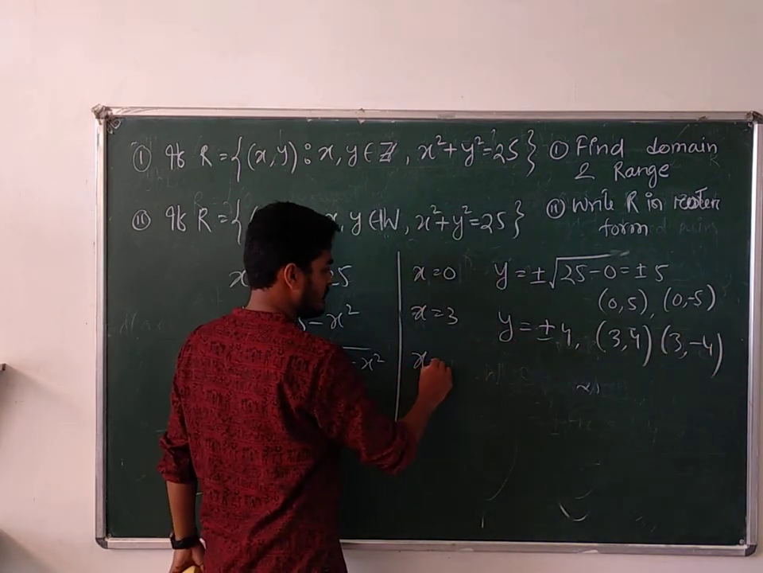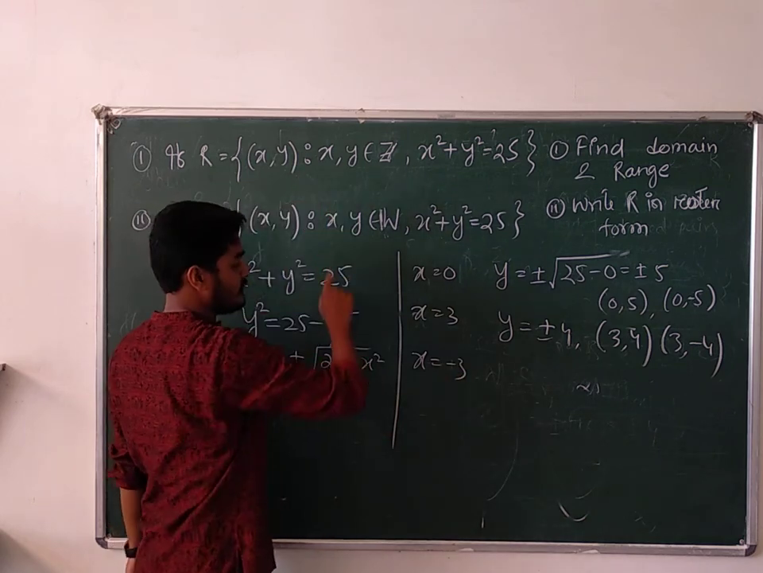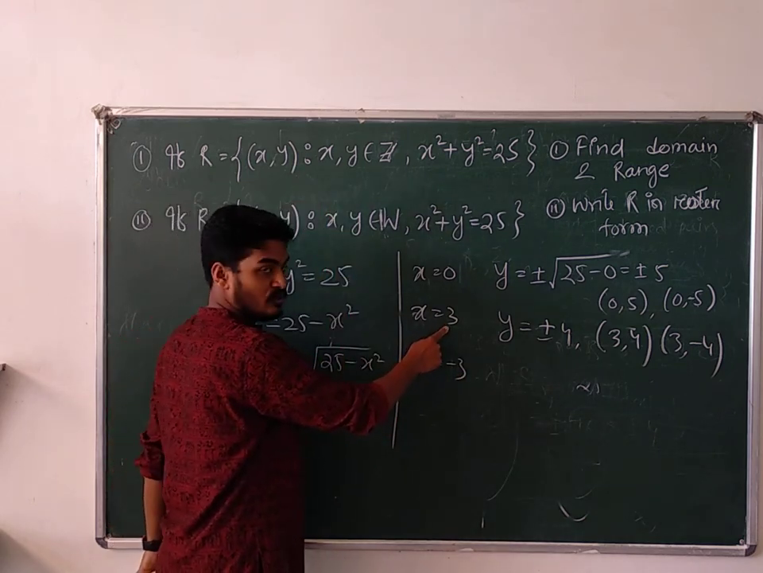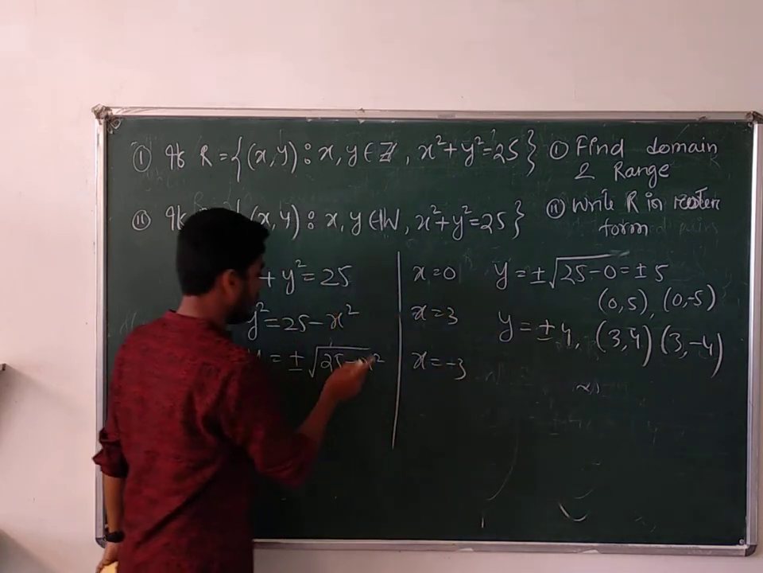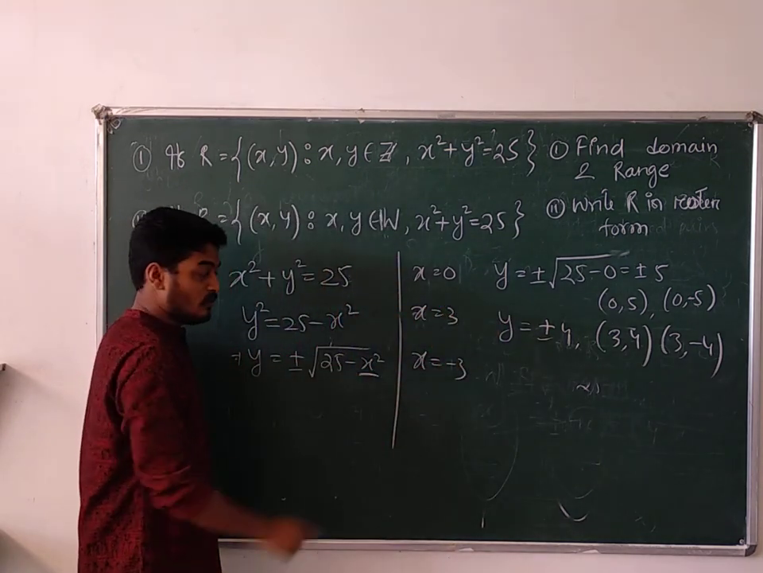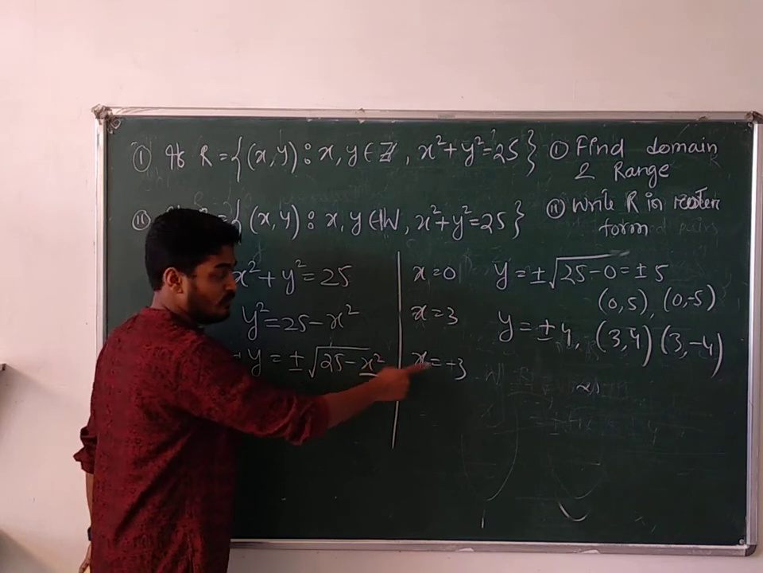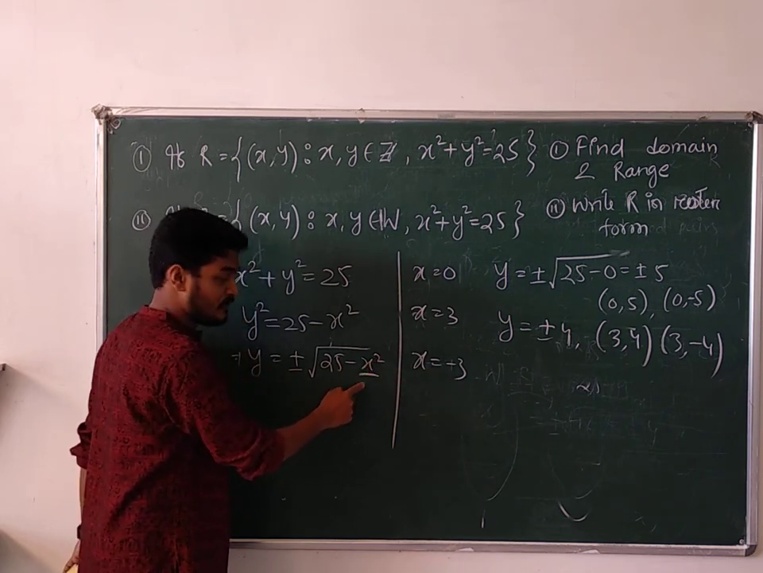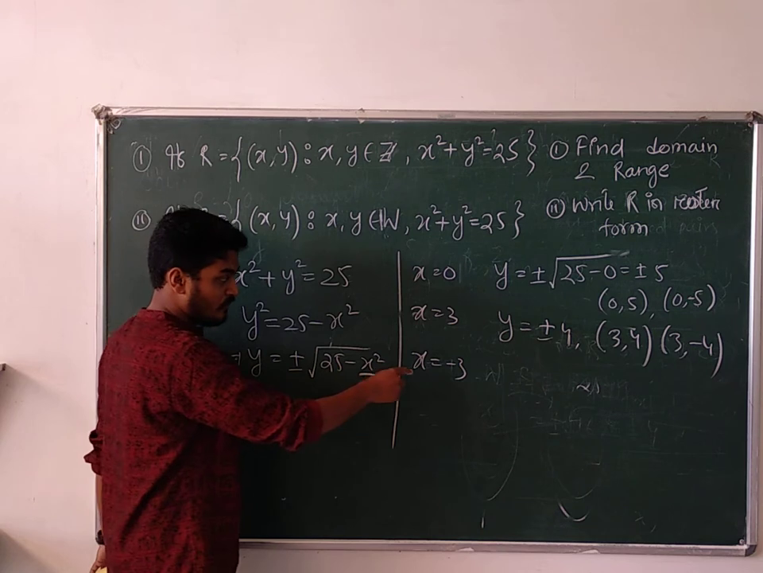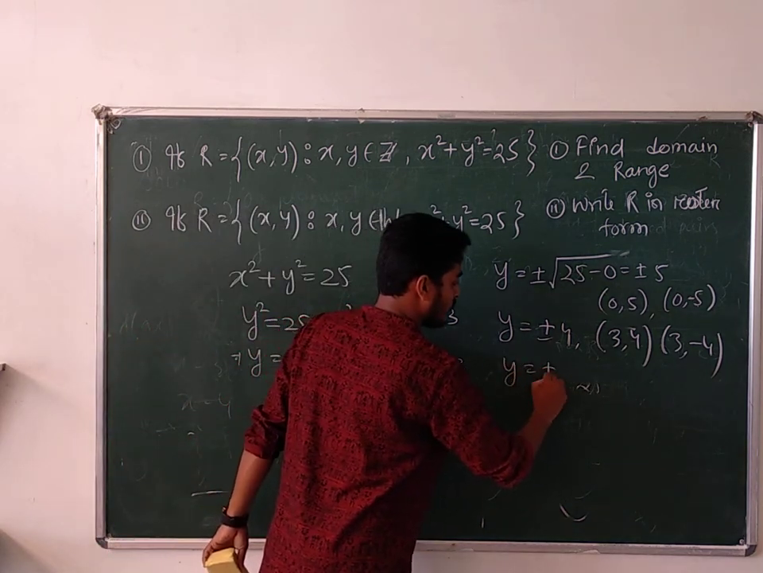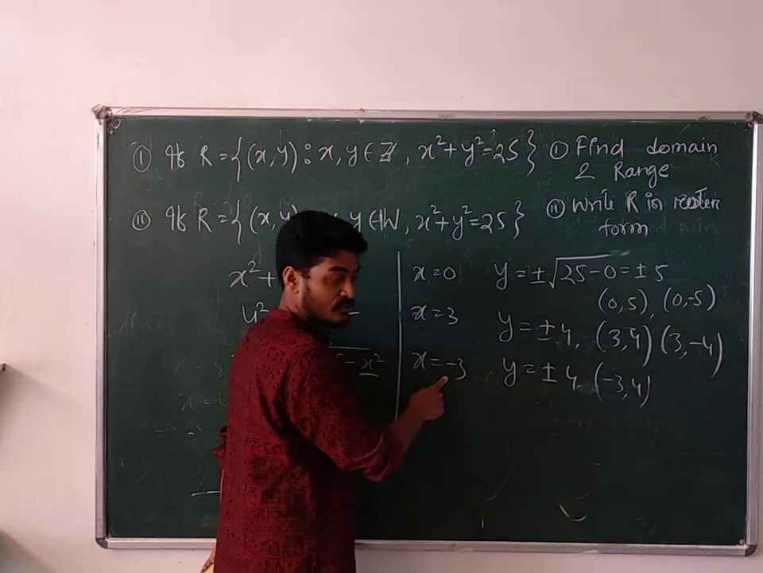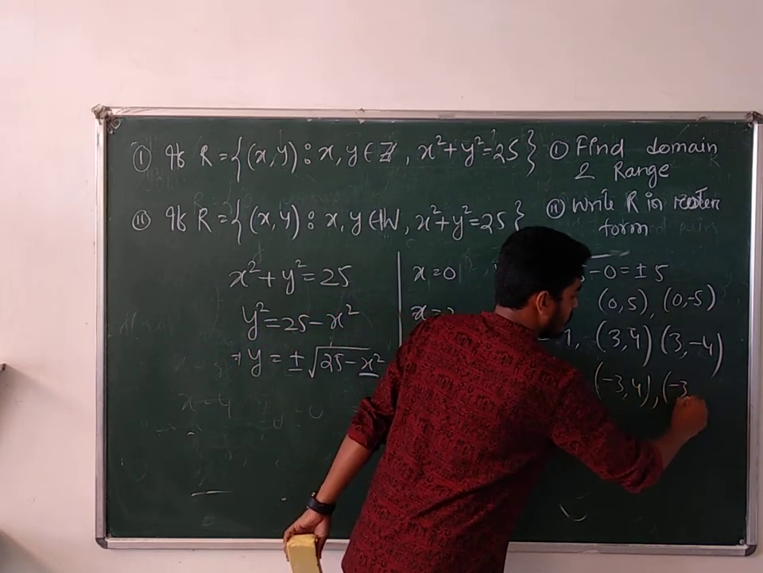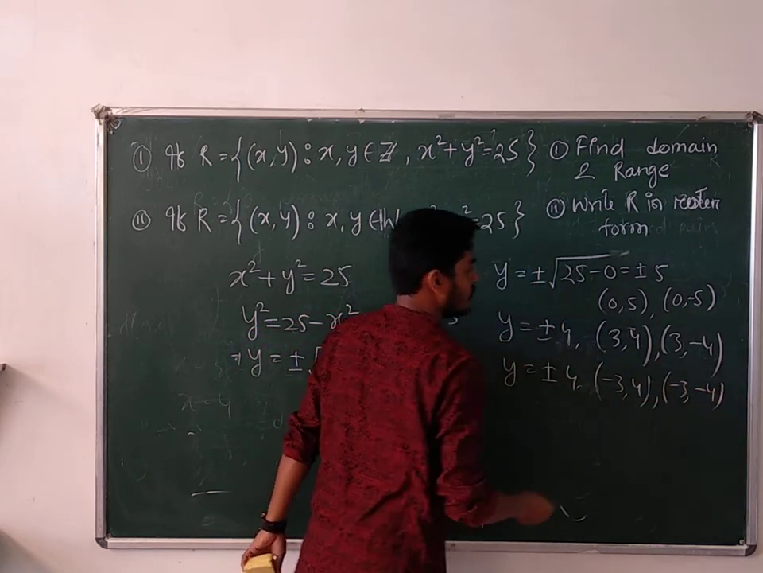Can you consider x is equal to minus 3? Because in place of x you can consider negative integers also. If it exists for 3, it will exist for minus 3 also. Do you know why? Because the term is x square. It will become 3 square, that means 9. For x is equal to minus 3 also, the expression will become 9. In the same way, y will have two different values, plus minus 4. That means minus 3, 4 and minus 3, minus 4.